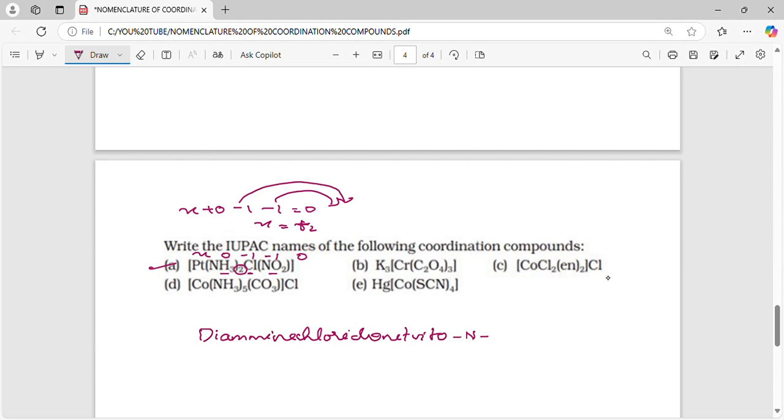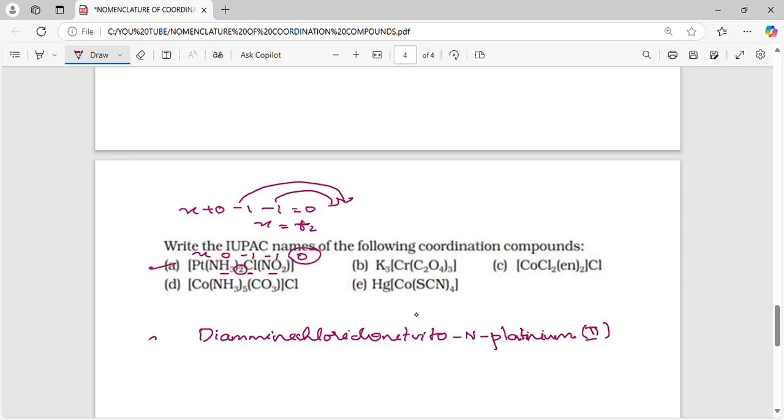Then you write the central metal atom, platinum. Platinum, not platinate. Platinate comes only if the charge of the coordination sphere is negative. Here it is 0. 0 and positive, same name, platinum. Again, no space, and P is small letter only, not capital. After writing platinum, you write the charge. The one which we found now, it is +2, in Roman letter inside the bracket. So diamine, Chlorido, Nitrito, platinum 2. This is how we have to write the name.